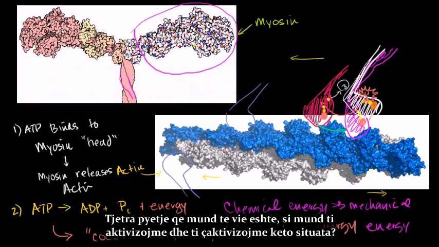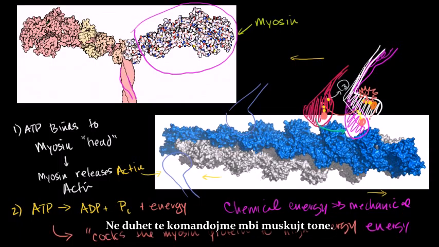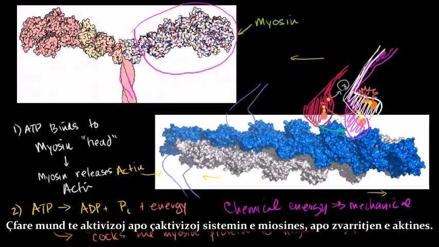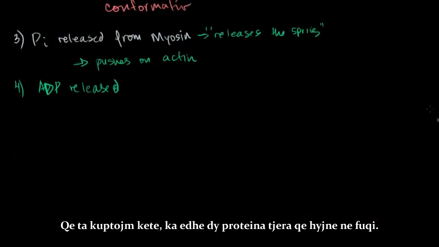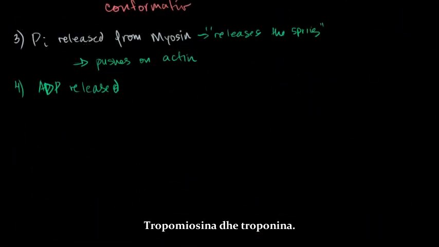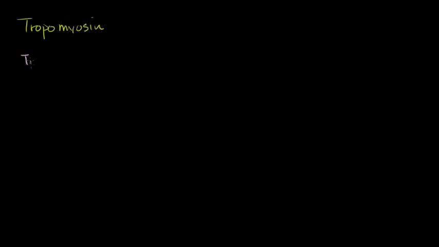Now the next question that you might be thinking is, how do I turn on and off this situation? We have command over our muscles. What can turn on or off this system of the myosin essentially crawling up the actin? And to understand that, there are two other proteins that come into effect, and that's tropomyosin and troponin. Let me write this down. Tropomyosin, and I'll write troponin in a different color.